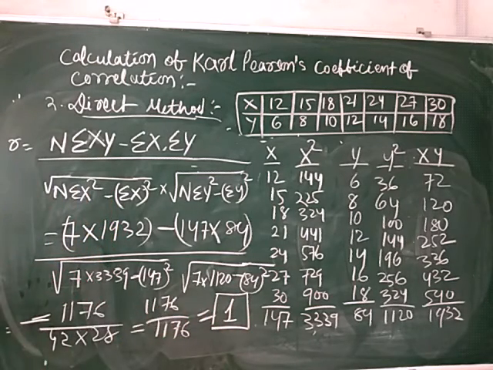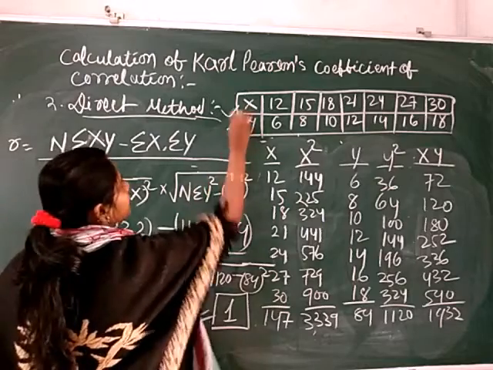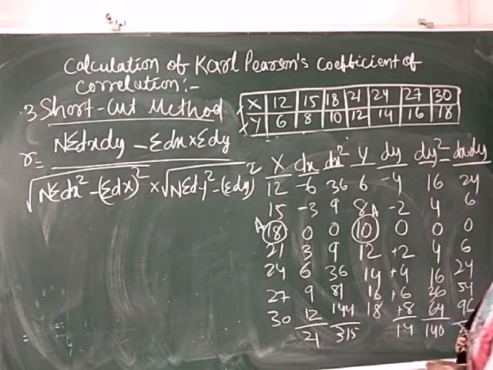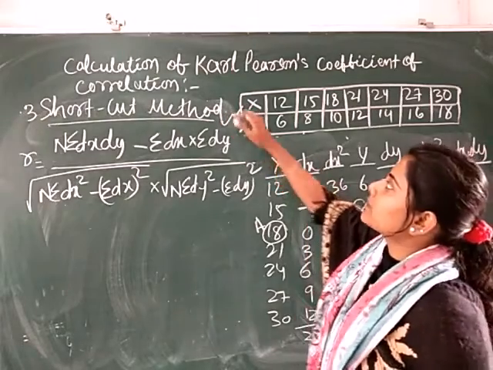As the coefficient of correlation is 1, there is a perfect positive correlation between the values of the x series and y series. Now we will calculate the coefficient of correlation under the shortcut method. We take the same example.